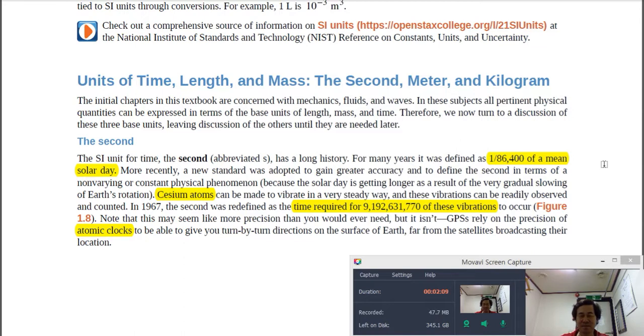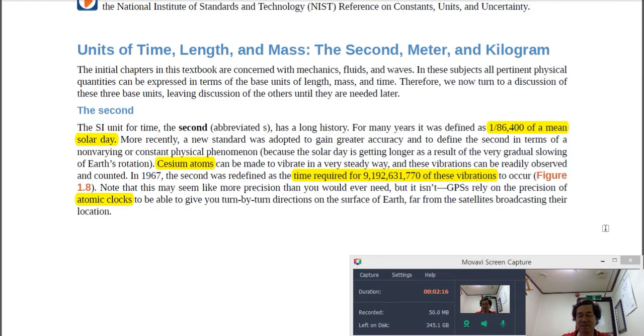But this one is a little bit not that precise. So now we are using the atomic clock. The atomic clock is based on the vibration of cesium atom. And then we define 1 second is time required for 9,192,631,770 oscillations. So that's the 1 second.